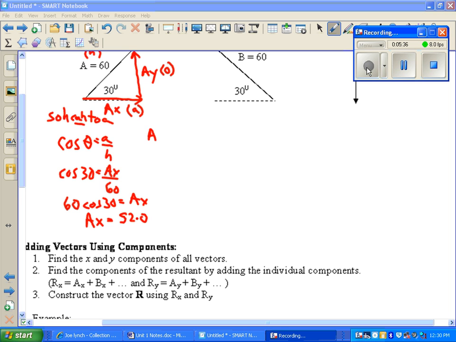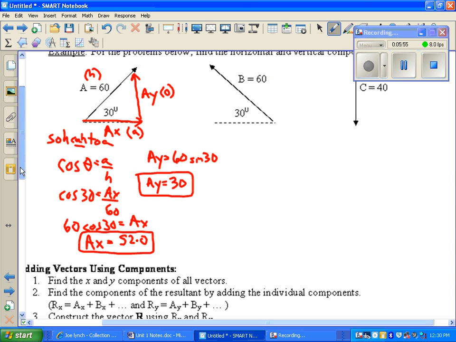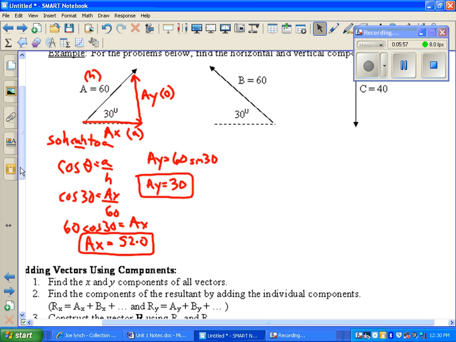I would say AY is just going to equal 60 sine 30. So AY equals 30. I'm going to put boxes around these, so those are my answers. So AX is 52 and AY is 30. The next one, we'll find B.